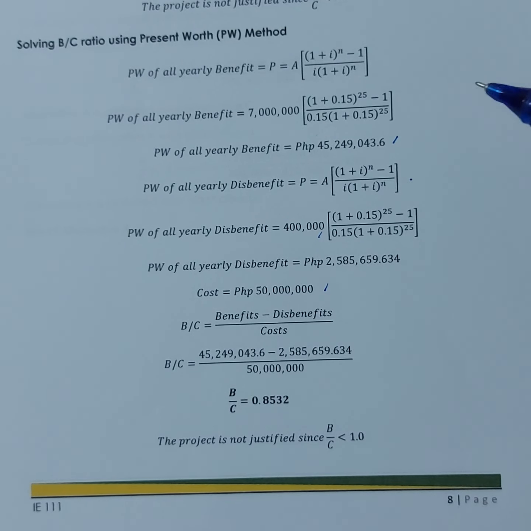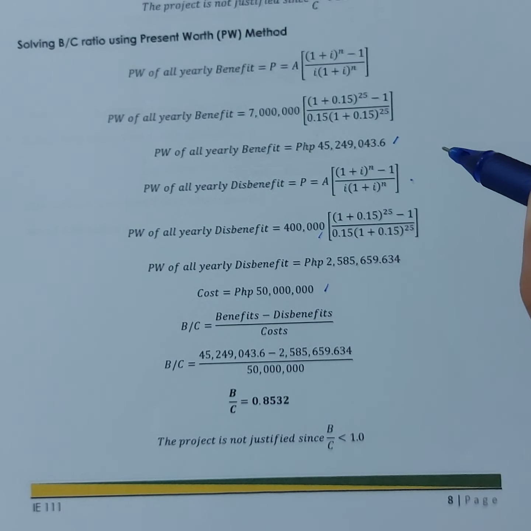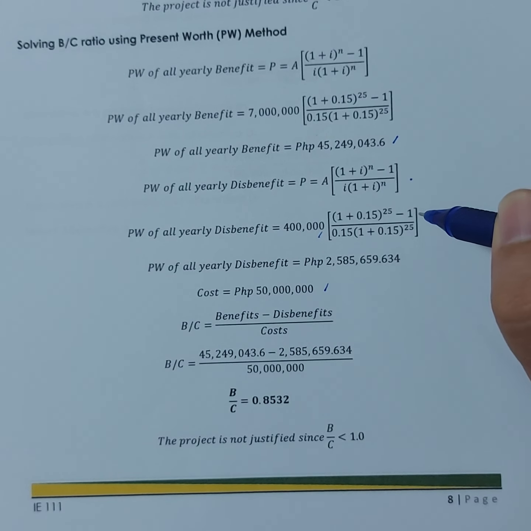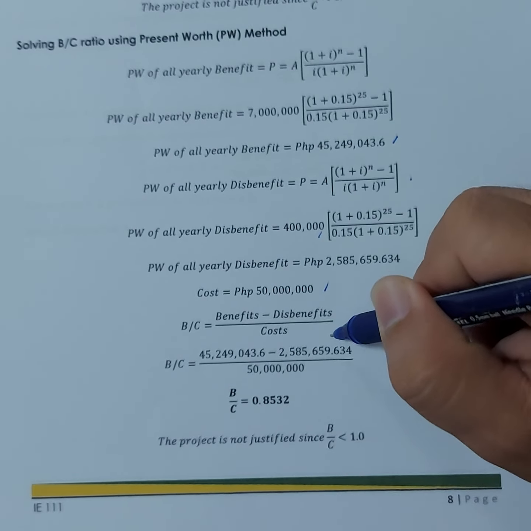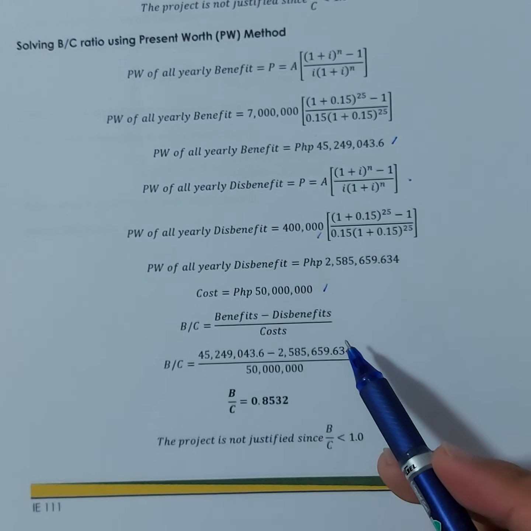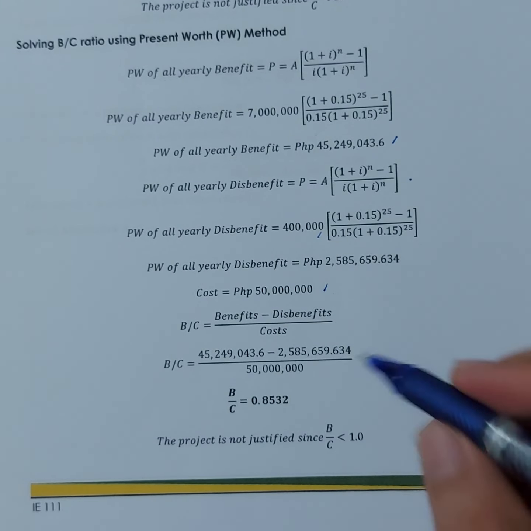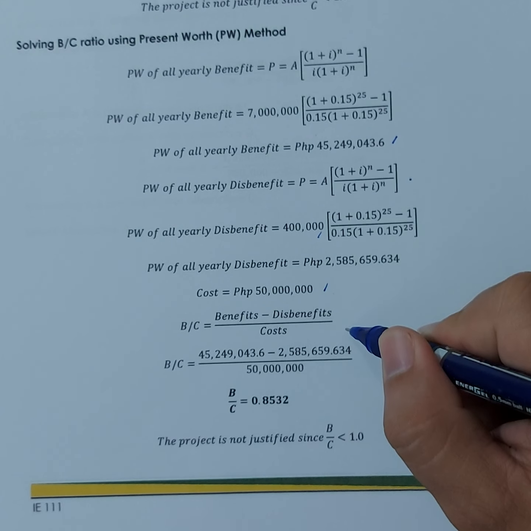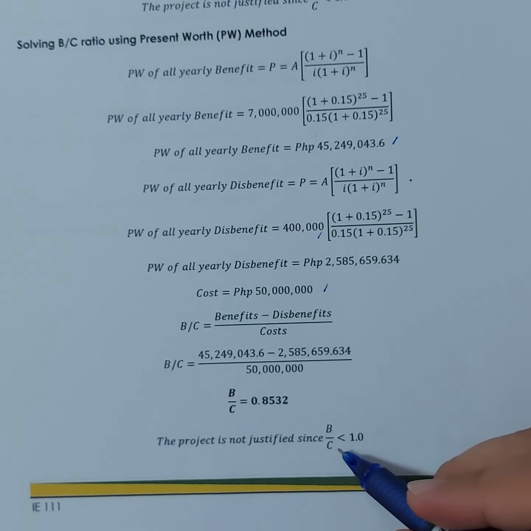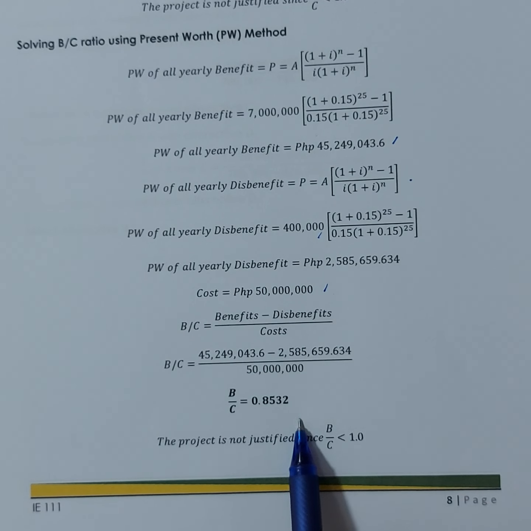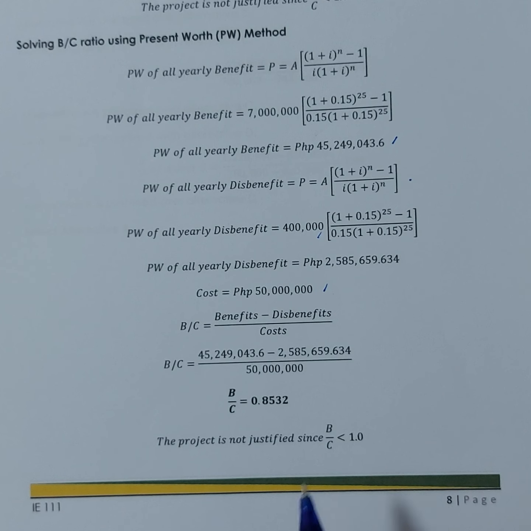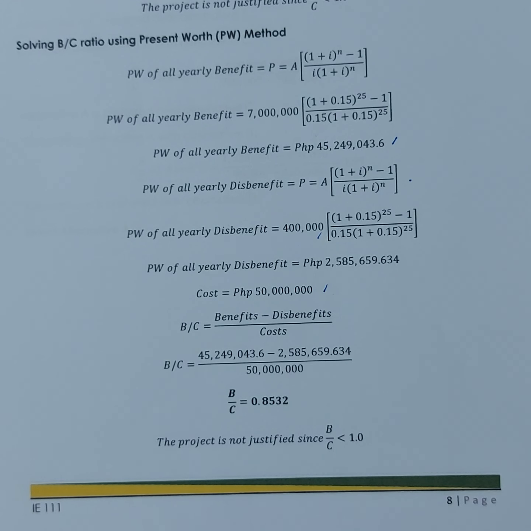So, kompleto na. We have the present worth ng benefits, present worth ng upkeep, and then the cost. So, we simply substitute those values to our formula for benefit cost ratio. Okay, and we have a benefit cost ratio, of course, parehas ng kanina. That's 0.8532, less than 1, which means that the construction of the road is not justified. Okay? So, that's it. That's problem number 3.